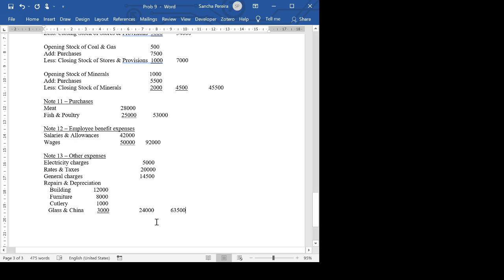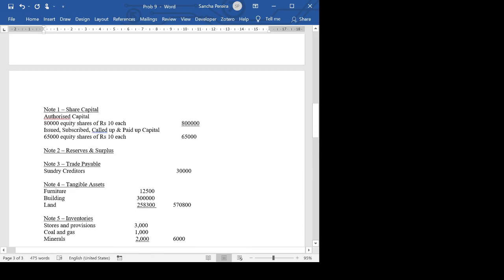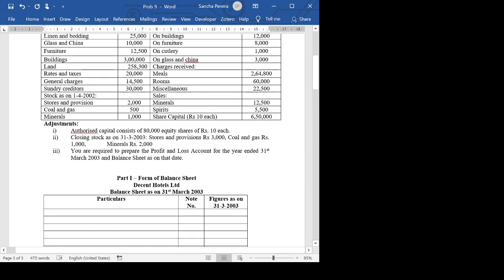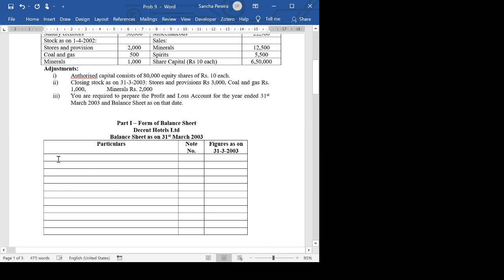Okay, so we are done with all the notes now. This was the last note. Now we have to transfer these items to the statements. So we will start with the share capital. We have calculated, we have to put it now in the format.